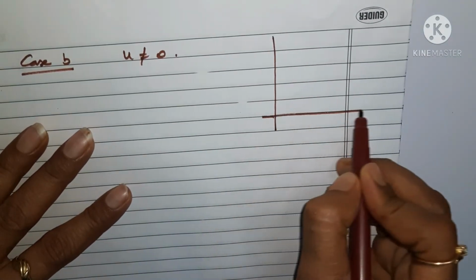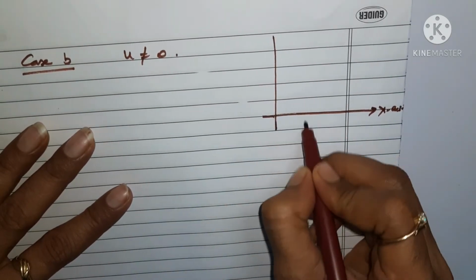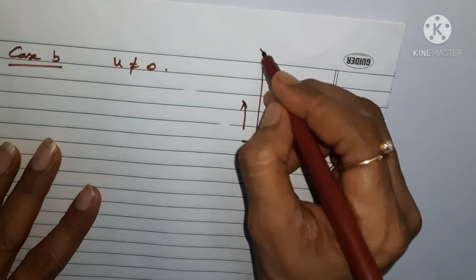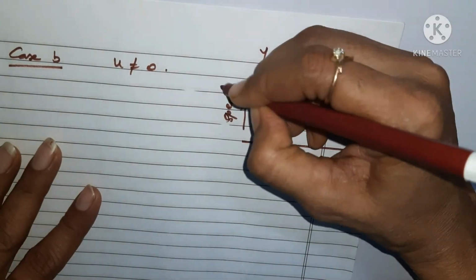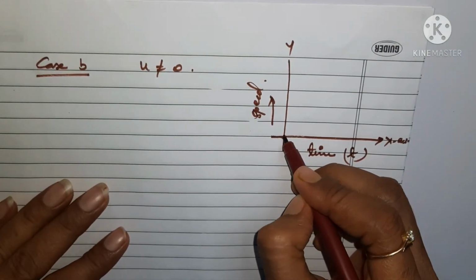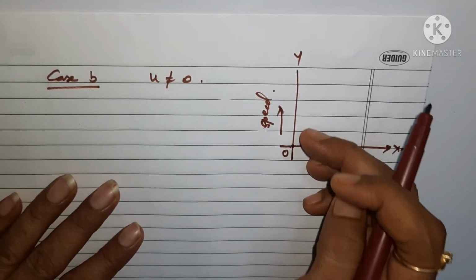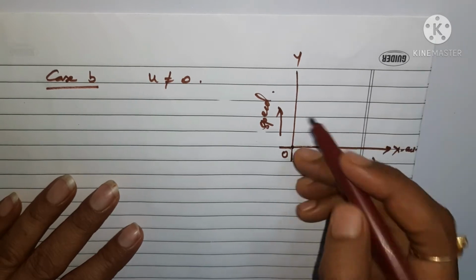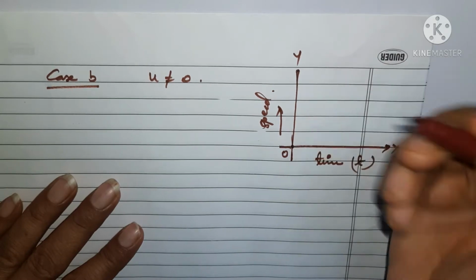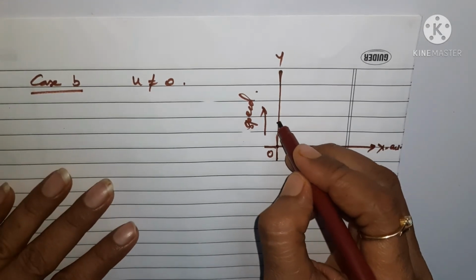Again, we are having 2 axes, with time on the x-axis and speed on the y-axis, right? And we are not going to get a graph from the origin in this case. Since the body does not have an initial velocity of 0, it must be somewhere on the y-axis. Suppose the body is starting from here. Suppose the body has this initial velocity.